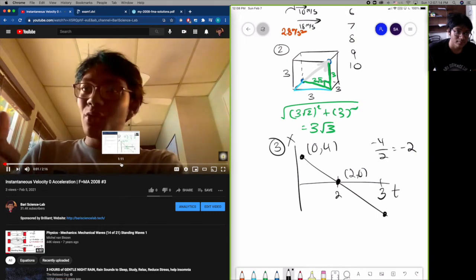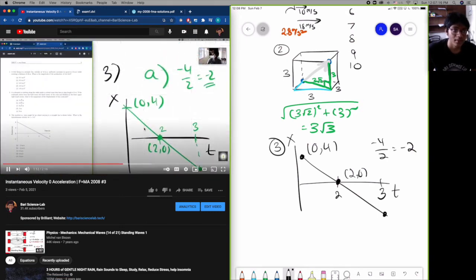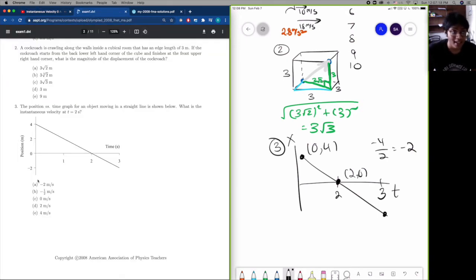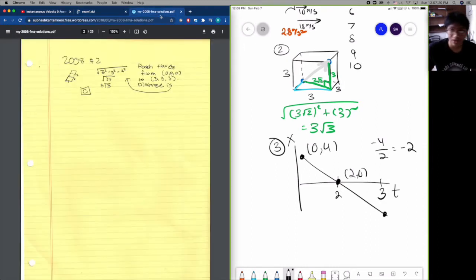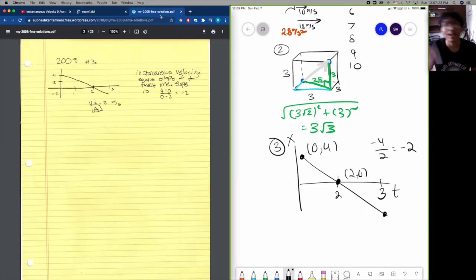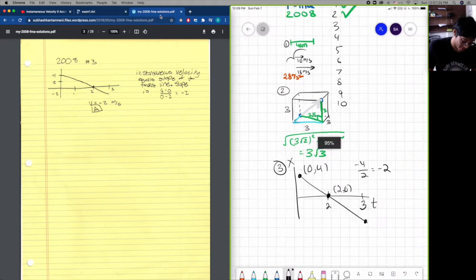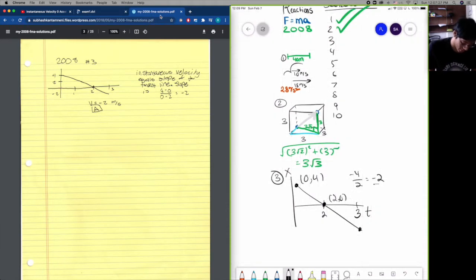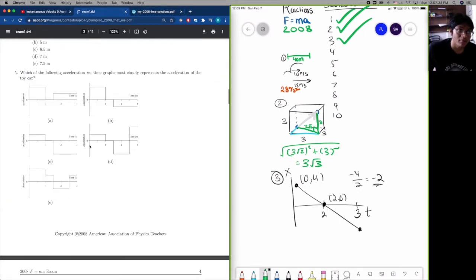Alright, folks, hopefully you got to see it. I got choice A, which is -2 meters per second. Cross your fingers, hopefully that's the right answer. And as a matter of fact, it is indeed choice A, -2 meters per second. So we've got 3 for 0. Let's keep going.